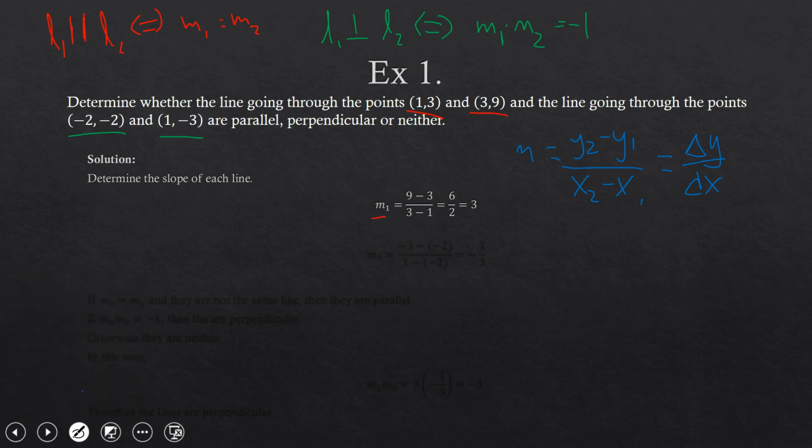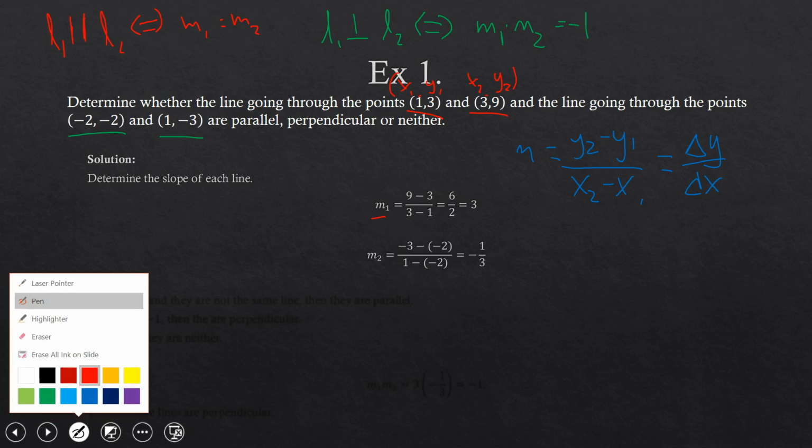So if we find the slope of the first line, this is M1. We do 9 minus 3. So this is our y2, this is our y1, and this is our x2, and this is our x1. So we have 9 minus 3 on top, and 3 minus 1 on bottom. 9 minus 3 is 6, and 3 minus 1 is 2, and so that equals 3.